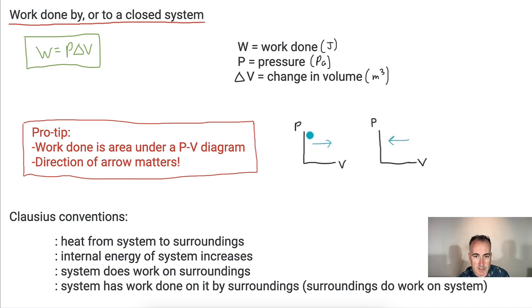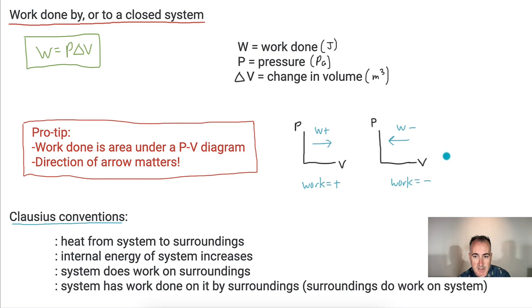Let's assume this is where we keep pressure constant and the volume expands, or the volume contracts, for example. Something like this, we're going to say the work done is positive. Here we're going to say the work done is negative. This is going to be the key piece here. These are the Clausius conventions. These are basically how we're going to define things. This is going to be really important. But just so you know, if the arrow goes to the right, work is positive. This is the key thing. If you go to the right, work is positive. If you go to the left, work is negative.